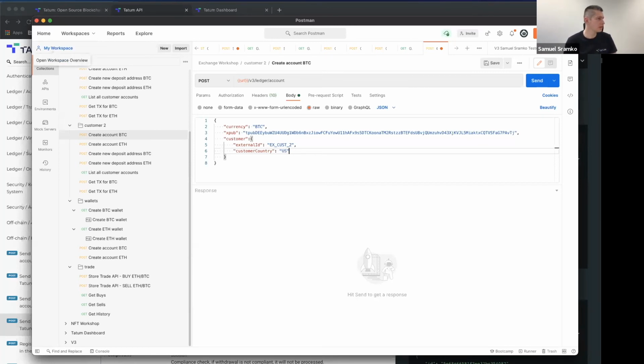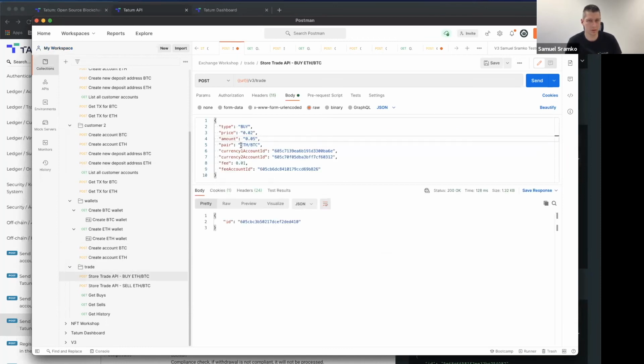Does Tatum have access to my exchange? Tatum doesn't have access to your private keys. They are stored inside your perimeter. Tatum has access to your order book, which is these trades. Tatum has access to the accounts, but we are the provider. We don't do anything with that. So you are storing the data inside Tatum, and you leverage it. But the private keys and assets are always safe on your side, not on our side.